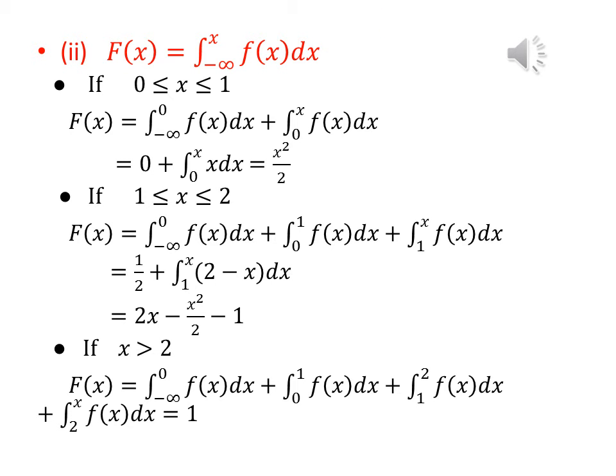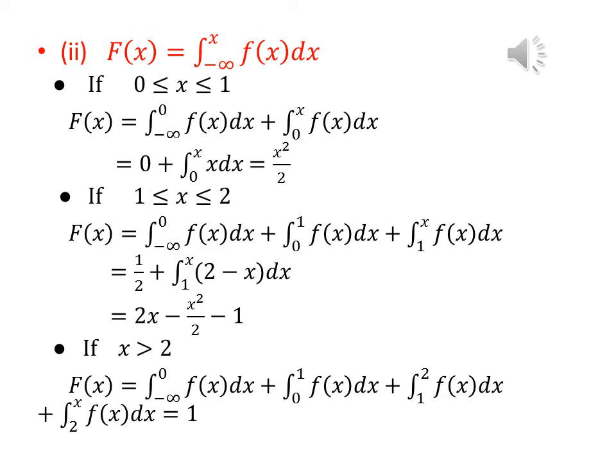Second thing, we want the distribution function. The distribution function means the cumulative distribution function, capital F of x. From the definition, capital F of x equals the integration from negative infinity to x of f of x dx. So step by step. Number 1, if x is greater than 0 and less than 1, the integration is from negative infinity to 0 plus from 0 to x. We get capital F of x from negative infinity to 0 is 0. From 0 to x is x, so the integration from 0 to x of x is x squared over 2.